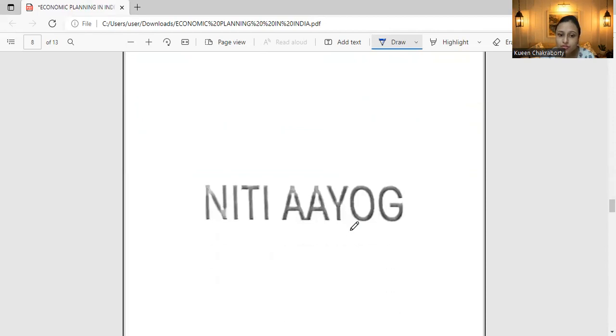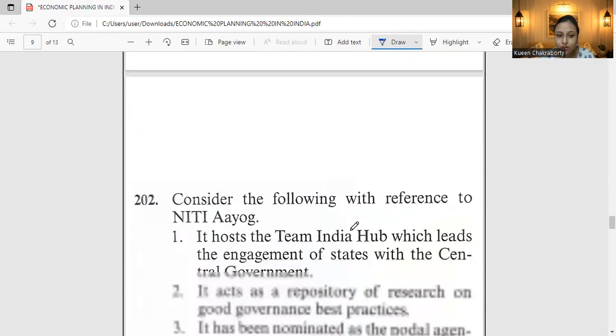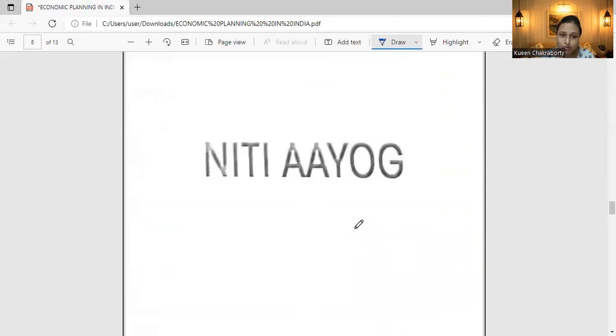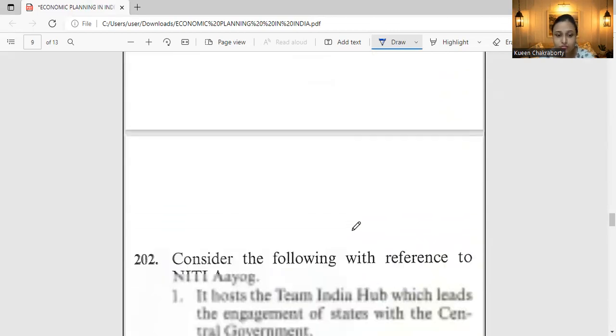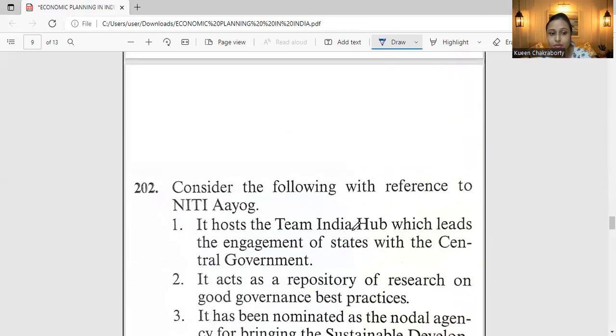Moving on to question number 202 from NITI Aayog. These are the questions from NITI Aayog. So be very careful about these. You have to be thoroughly well versed in this.